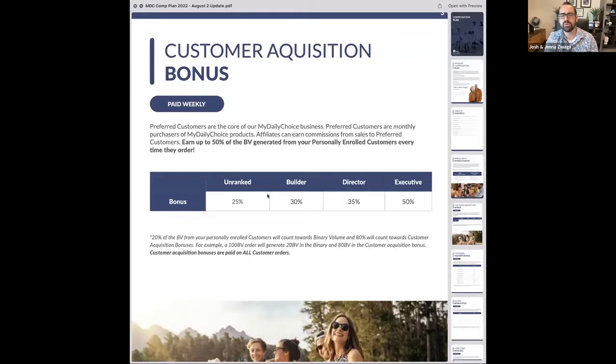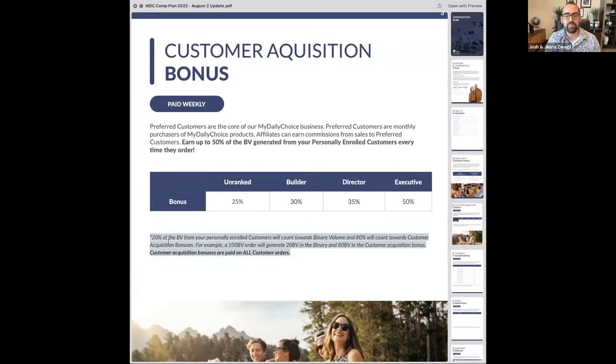So the customer acquisition bonus is based on your unilevel. It's not based on your binary. It's based on how many customers you've personally enrolled into the business. And you're able to earn as an executive up to 50% of the BV that's generated from your personally enrolled customers that count in this payout. And there's an 80-20 split. So let me explain what that means. That's this line right here.